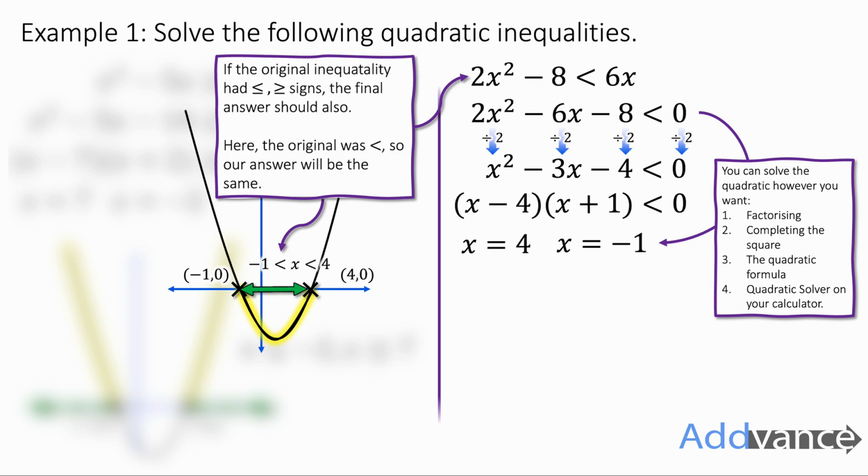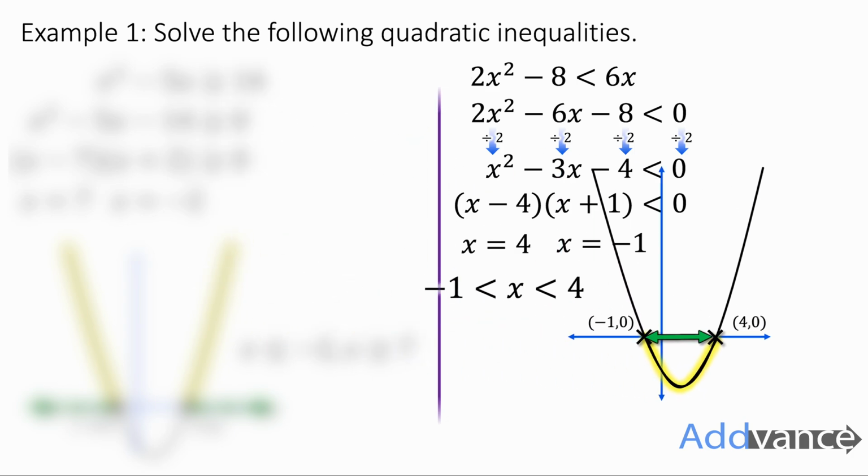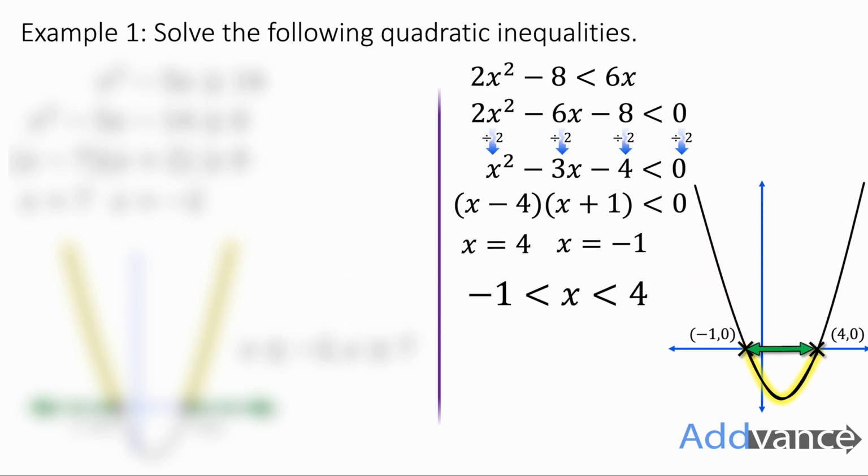If here the original was a less than, so our answer also has less than signs. They are not or equal to signs. Again, they need to match the original question. So the final answer is minus 1 is less than x is less than 4. And we've done. That is the quadratic solved.